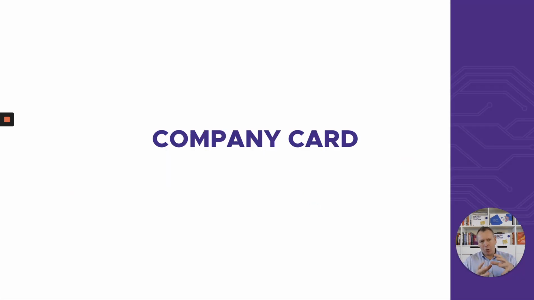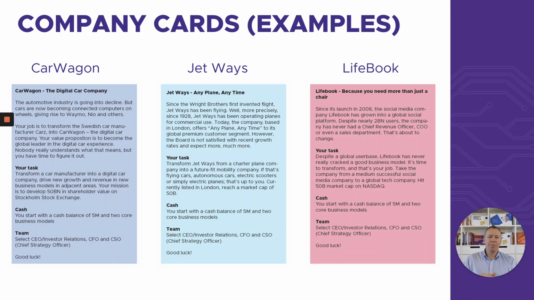The unit that we work with is what we call the company card. So here are some examples. And when we start on day number 1, you will be choosing your company card. Here we have Car Wagon, Jetways, and Lifebook. One is a mobility company, the other is an aviation company, and the third is a software company or social media software company. Here you can see there's a short introduction.